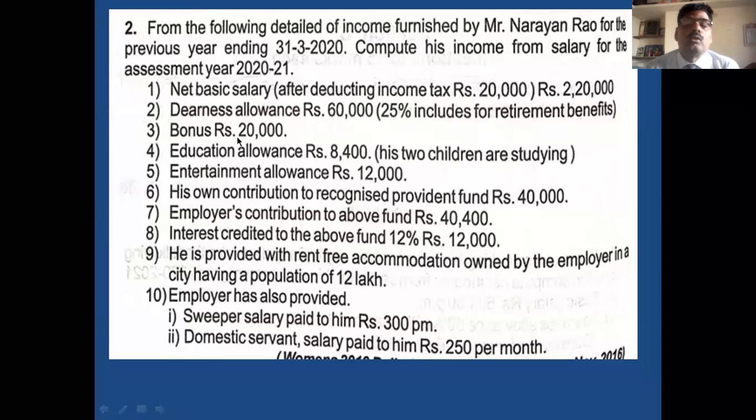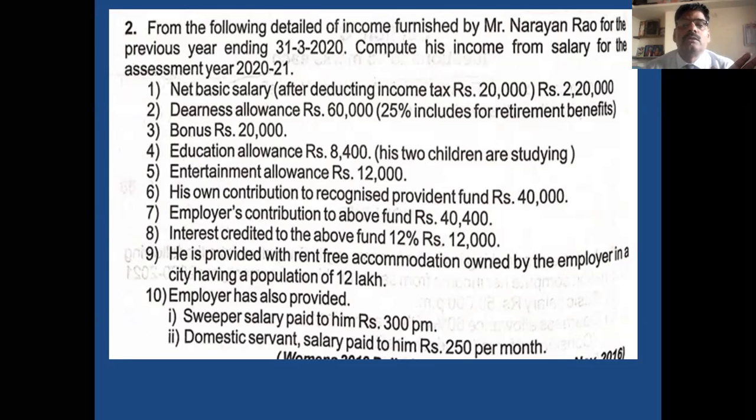And the next point is bonus. Bonus is fully taxable. Education allowance 8,400. Education allowance is partially taxable, partially exempt. You remember this point. 8,400 is the amount given as education allowance, but as per income tax rules, 100 rupees per child per month is allowable, maximum for 2 children.